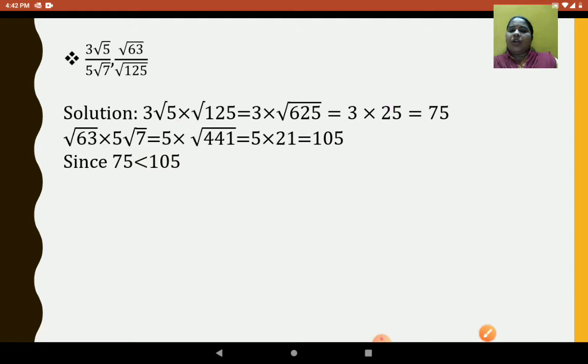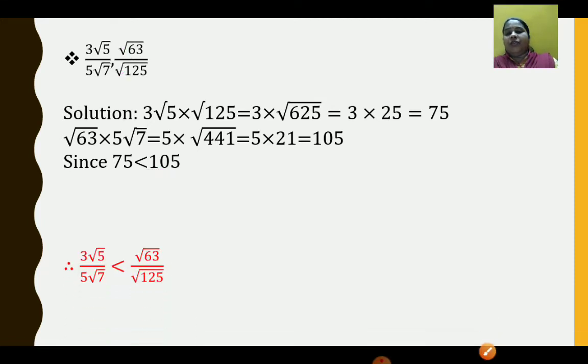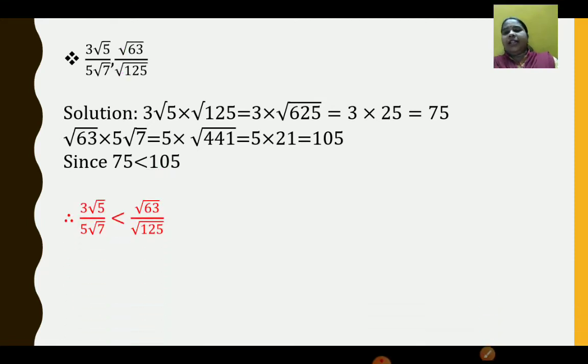Now once we have got this, we need to compare the numbers. So we get 75 is less than 105. So obviously here I need to put this sign. I hope this concept is clear, how we are putting that greater than and equal to sign. You cross multiply and accordingly decide which side you need to put the greater sign or smaller sign.